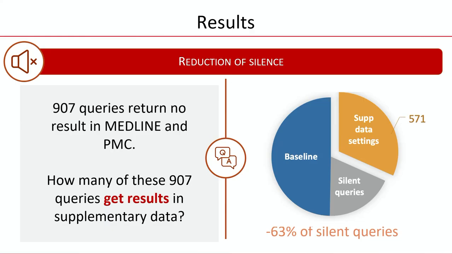We compare the documents and the queries that were answered. The first observation is that using the baseline settings, we have no document retrieved for about half of the queries, so for 907 queries. Our first question was, for how many of these 900 queries do we find something in the supplementary material? And the answer is for 571. So we strongly reduce the silent queries.